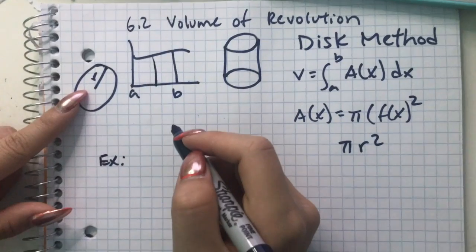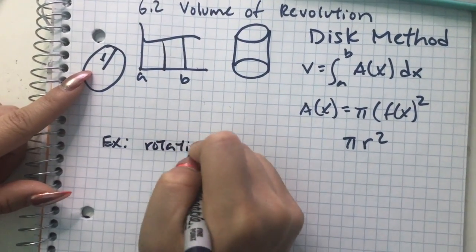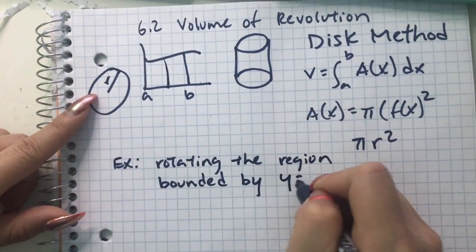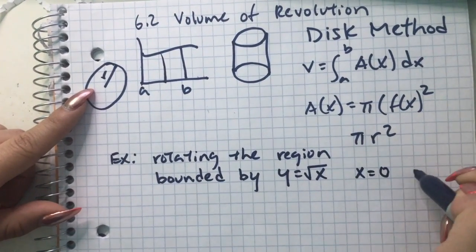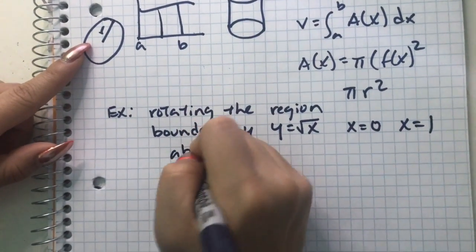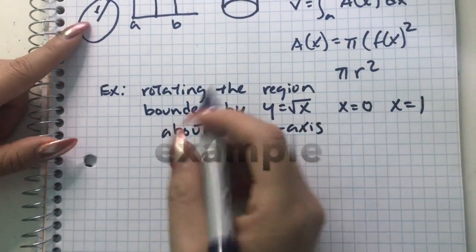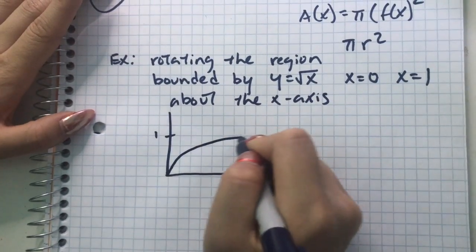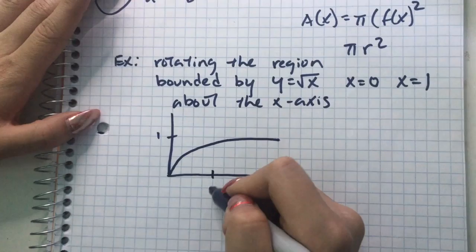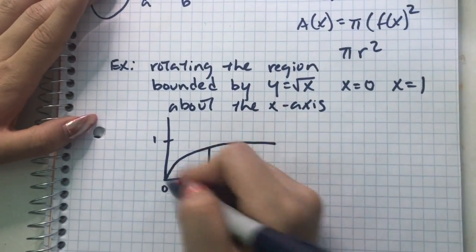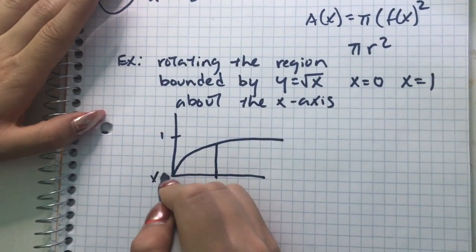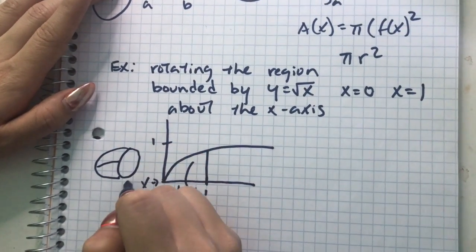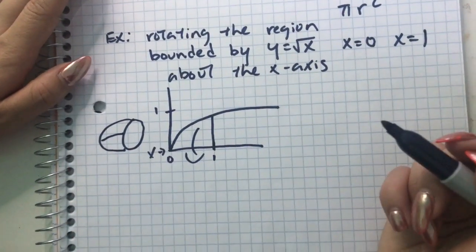An example would be rotating the region bounded by the equation y equals square root of x, y equals 0, and x equals 1 about the x-axis. So first you draw out the region. So that's going to be our region rotating around the x-axis right here. And I'll rotate around, creating a shape such as this. This two-dimensional area will create a three-dimensional shape similar to that.